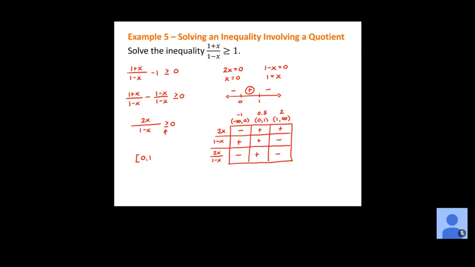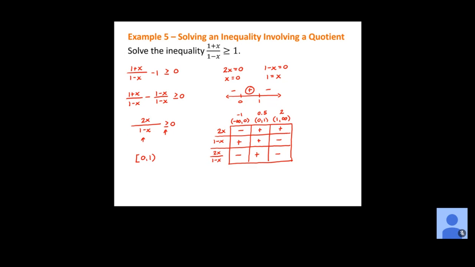But notice, if I substitute 1 into this right here, I'm going to get 1 minus 1 in the denominator. That's going to give us a 0, and we can't have 0 in the denominator. So because 1 makes this undefined, we actually can't include that value even though this was greater than or equal to 0. Okay, so in this case, I do end up with a parenthesis on the 1.